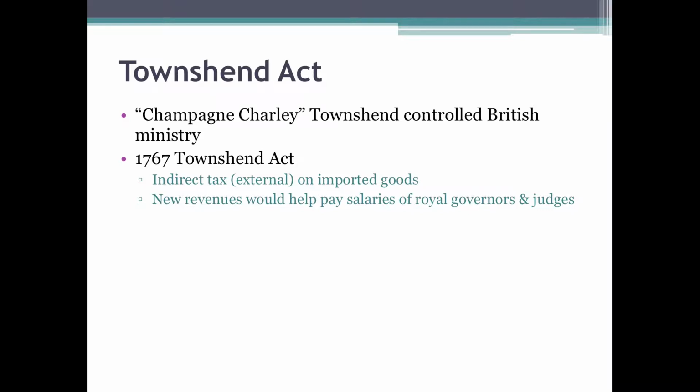Now, the other thing that Charles wanted to make sure that Americans understood, these taxes were not to pay for the army. This new revenue was to help pay for the salaries of royal governors and of judges. And you might think to yourself, well, why is that a big deal? Well, because up until this time period, Americans paid the salaries of royal governors and Americans paid the salaries of judges. He's taken that control out of their hand.